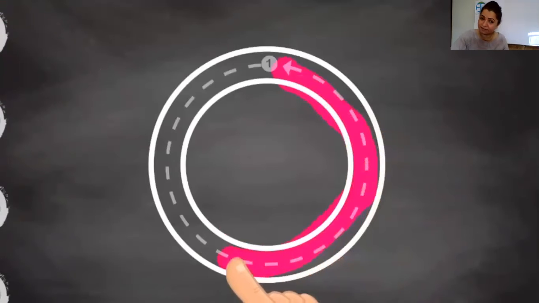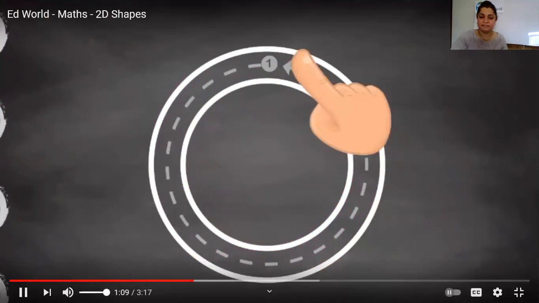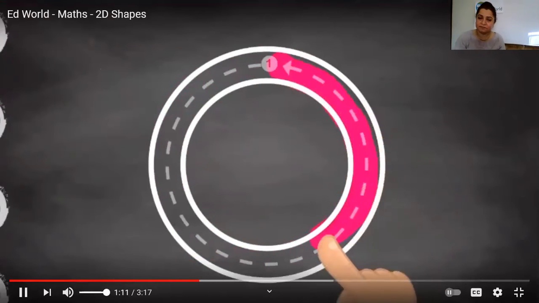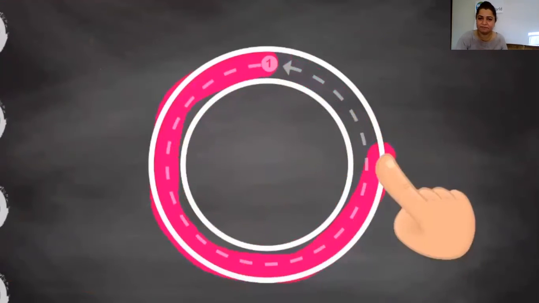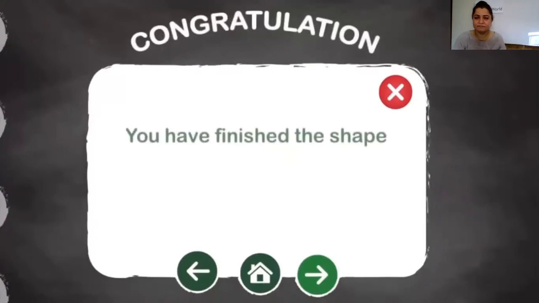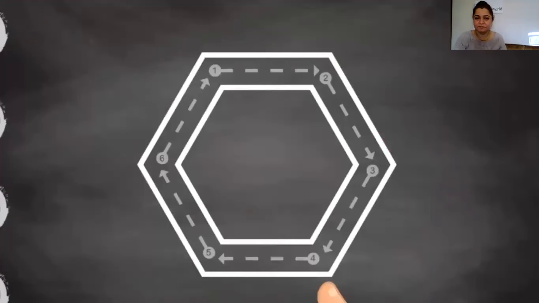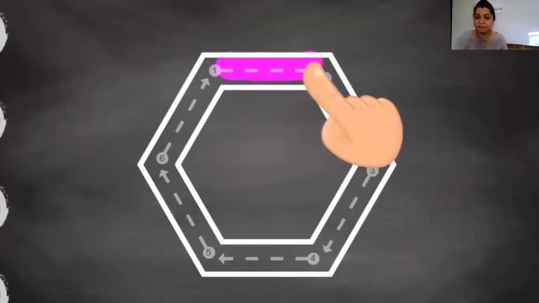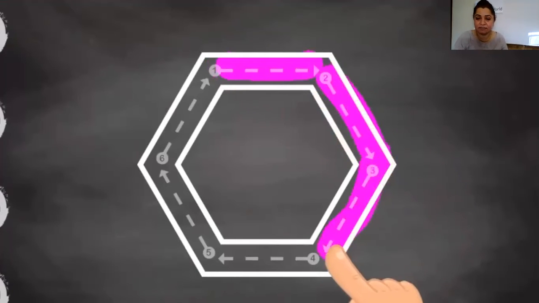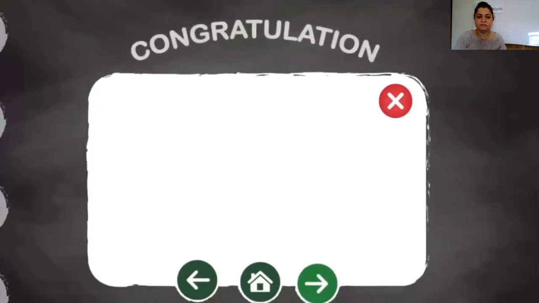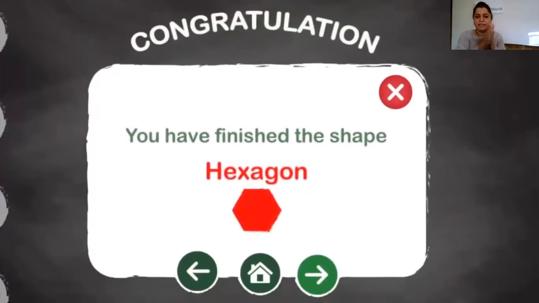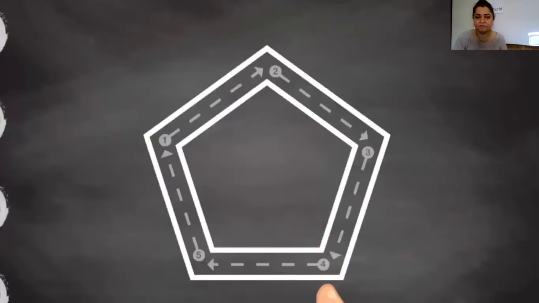That's a circle, with one stroke. That is a circle. That has two names. This is a hexagon. It has five, six sides. That's a hexagon. Yay, hexagon.